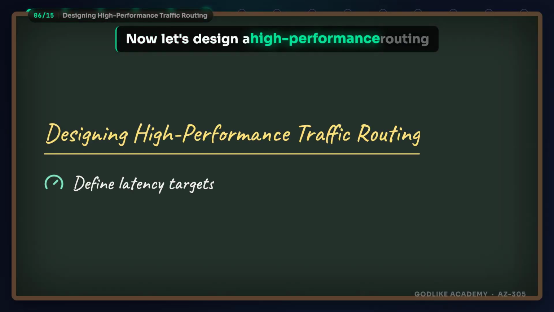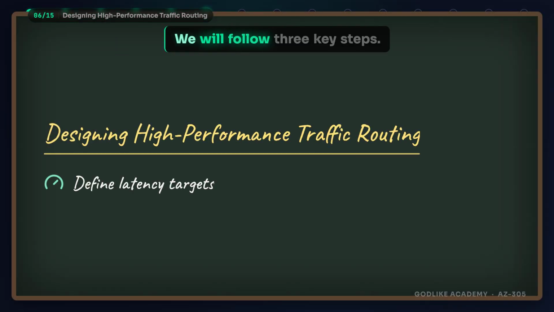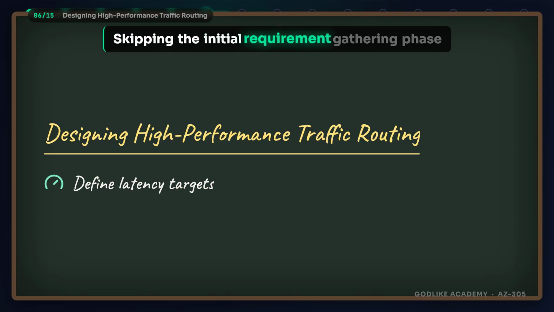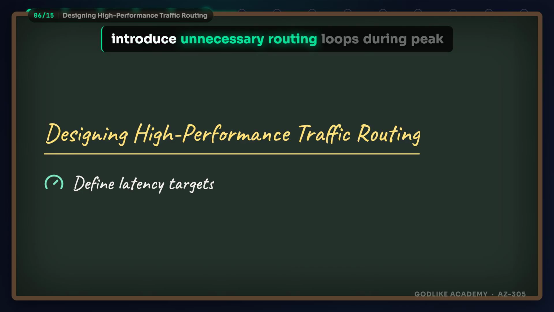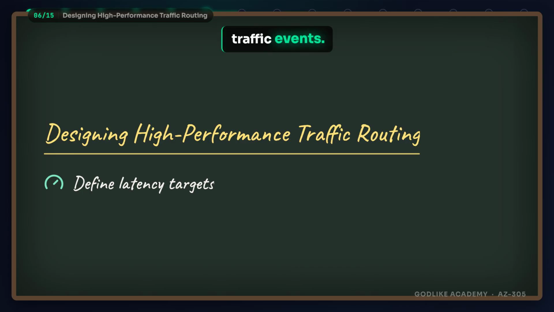Now let's design a high-performance routing solution. We will follow 3 key steps. First, we define latency targets based on user expectations. Second, we select the appropriate global strategy to meet those targets. Finally, we implement health checks and optimization to ensure resilience. Skipping the initial requirement gathering phase will result in over-engineered network topologies that fail automated compliance audits and introduce unnecessary routing loops during peak traffic events.